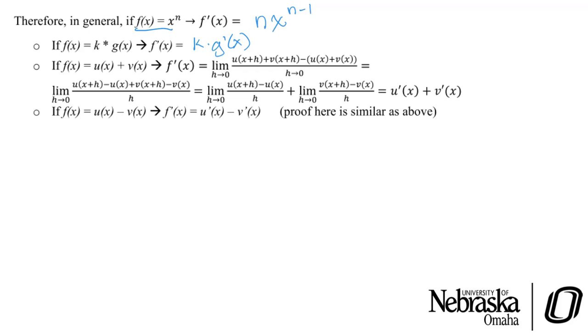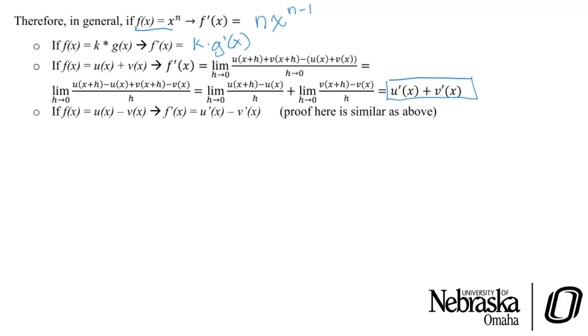If f of x equals u of x plus v of x, so two functions added to each other, they have the proof here, but in other words, we end up just with the derivative of u of x plus the derivative of v of x. So if you plug this into our limit equation that we had before, the instantaneous rate of change, as h is going to 0, this should be an h in the denominator, by the way, you get u prime of x, the derivative of u, plus the derivative of v of x. Okay, same thing if you have f of x equals u of x minus v of x.